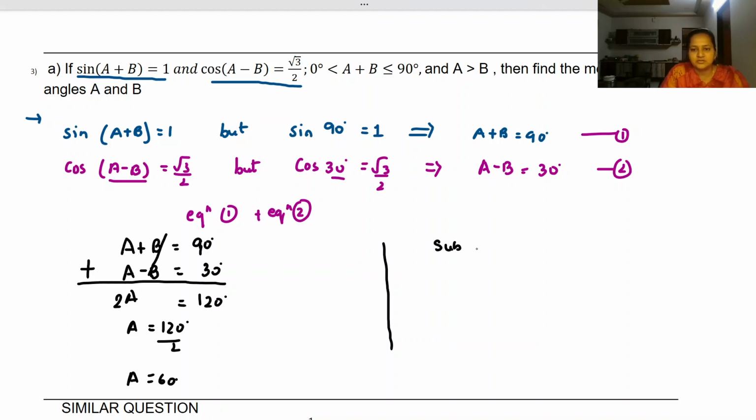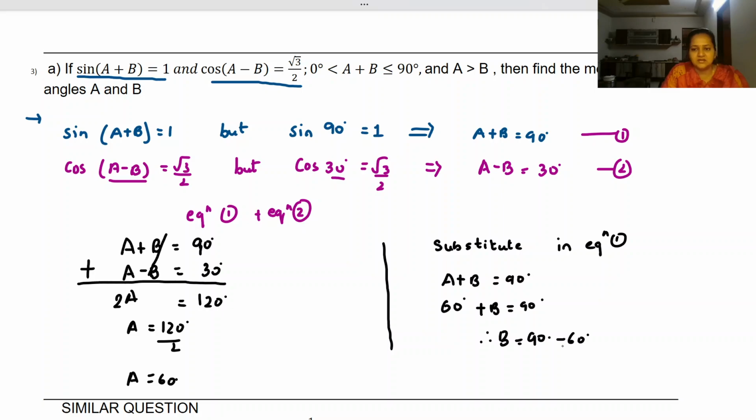We can substitute in equation 1 where we had a plus b is 90. We found a to be 60. And therefore we get b as 90 minus 60. B is 30 degrees. I hope everyone has understood this.